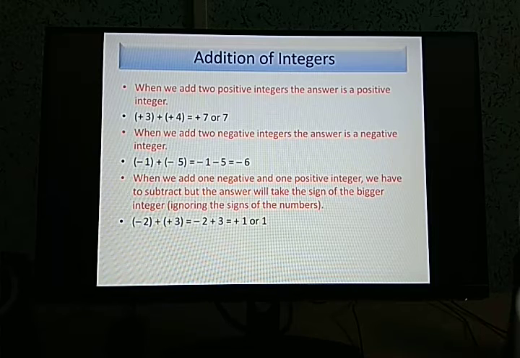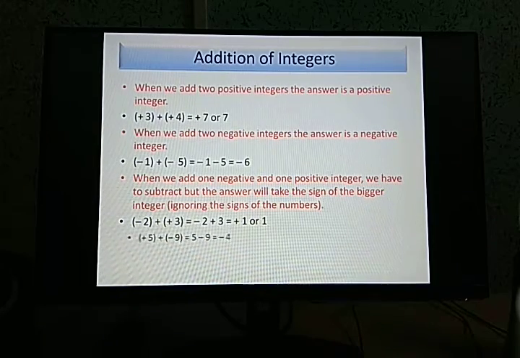That is, 3 is bigger than 2, obviously. So whatever is the sign of the bigger number, that sign we will take in the resultant answer. Clear? Now it will be more clear if we see another example.